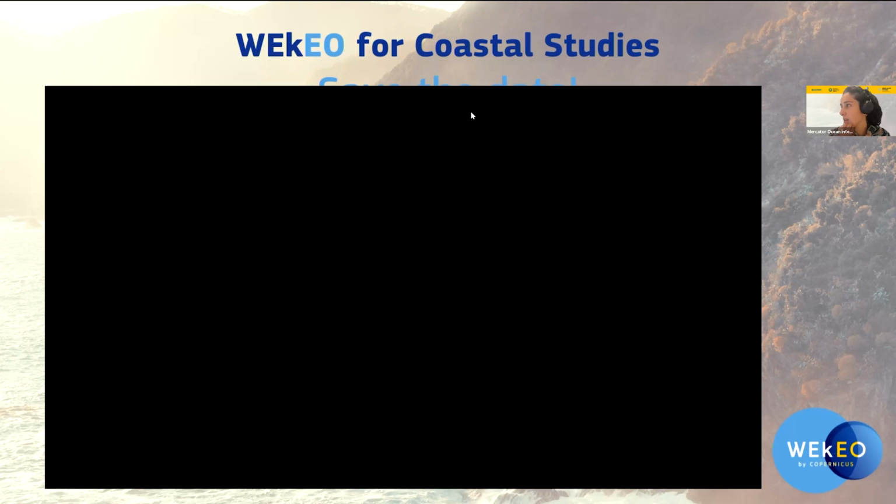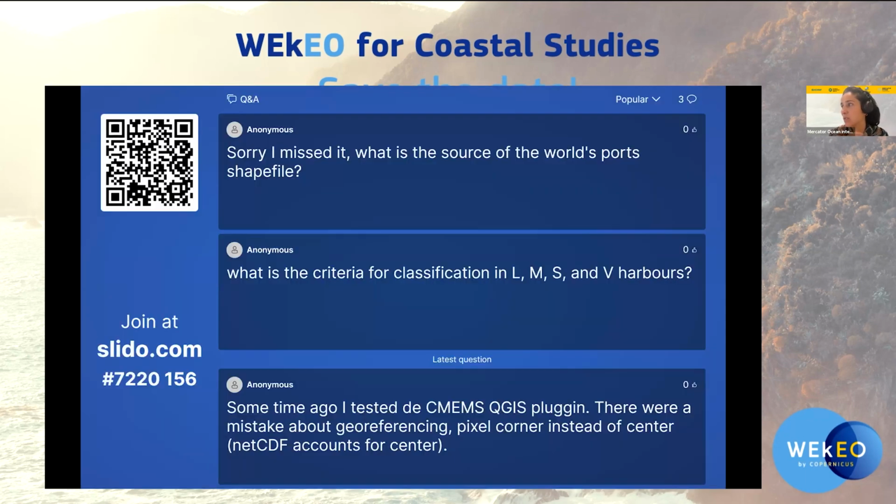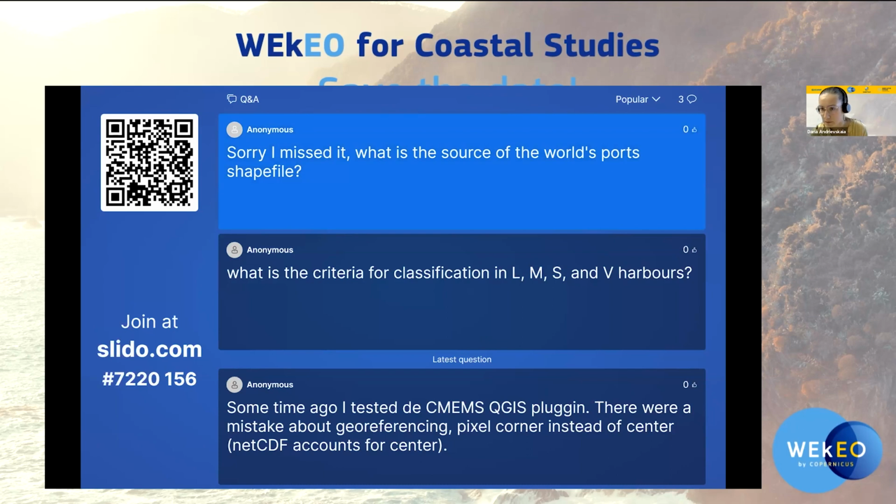The first one is about the source of the world ports shapefile. I don't know if it is easy for you to show that. Well, the source is in a PDF. I can just read it out: it's provided by the Maritime Safety Information website, and it's made available by the National Geospatial-Intelligence Agency.